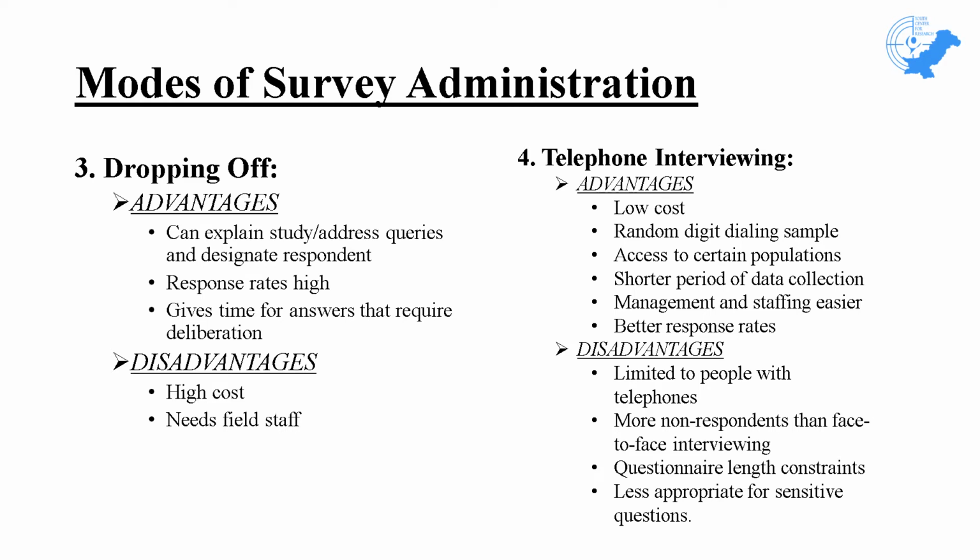Then the next type is known as telephone interviewing. Advantages include low cost, random digit dialing sampling, access to certain populations, shorter period of data collection, easier management and staffing, and better response rate. Disadvantages include being limited to people with telephones, and more non-respondents than face-to-face interviewing, as a lot of people tend not to pick up the call, or if they pick up the call they don't give consent to answer. Questionnaire length constraints and less appropriate for sensitive questions.